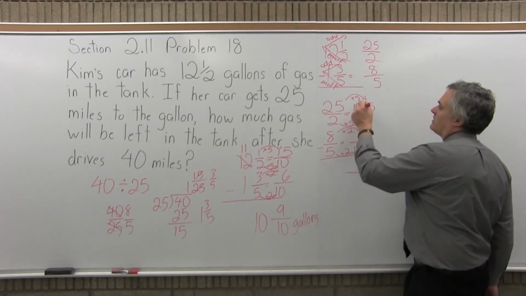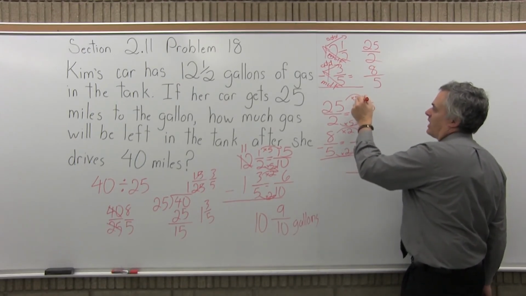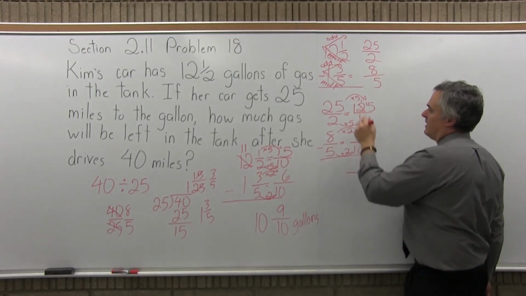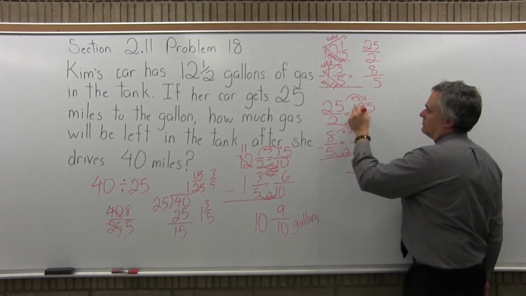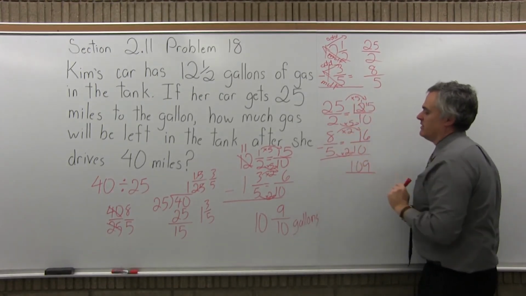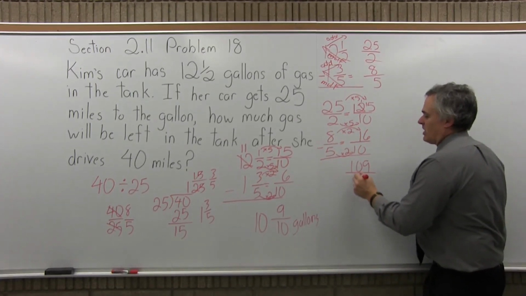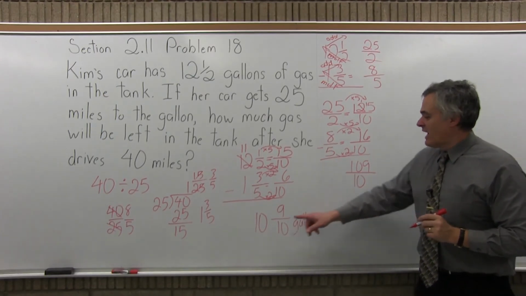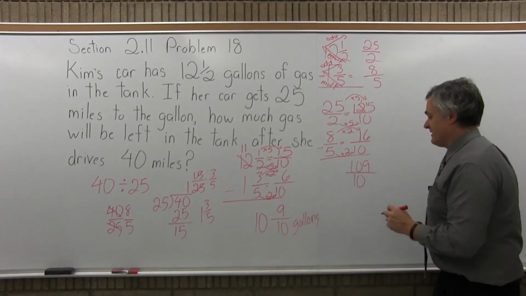If you don't see it right away, you can actually borrow that. The 2, knock it down to a 1, make this a 15. 15 minus 6 is 9. 1 minus 1 is 0. 1 minus nothing is 1. 109. Common denominator is 10. 109 over 10, which I can convert to 10 and 9/10.